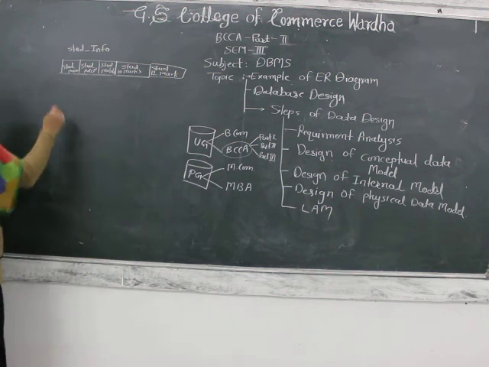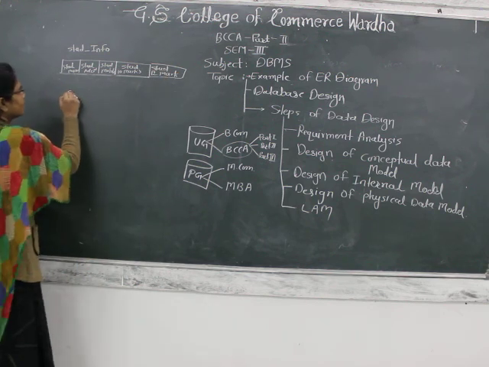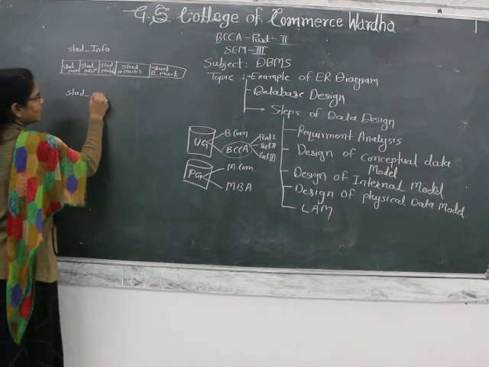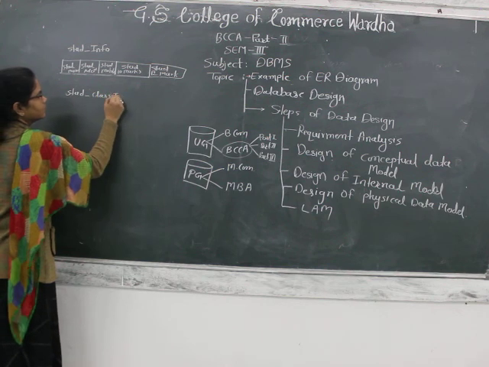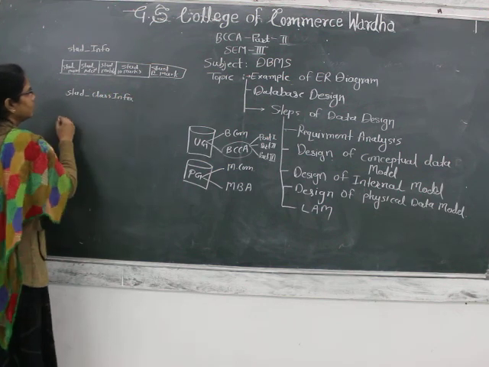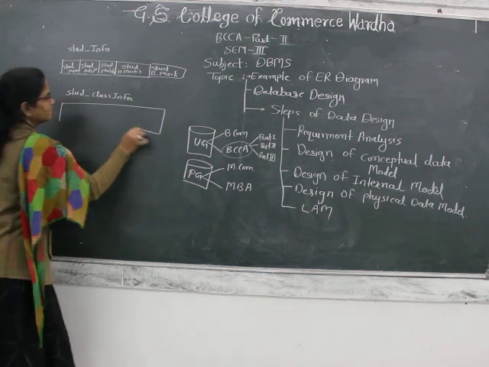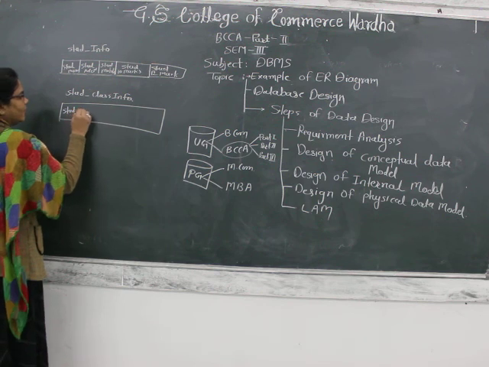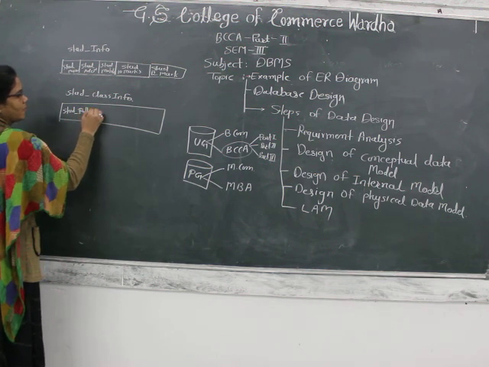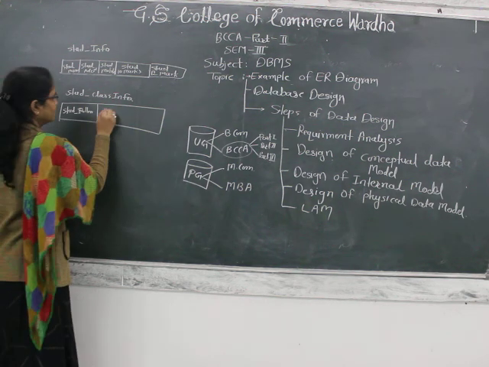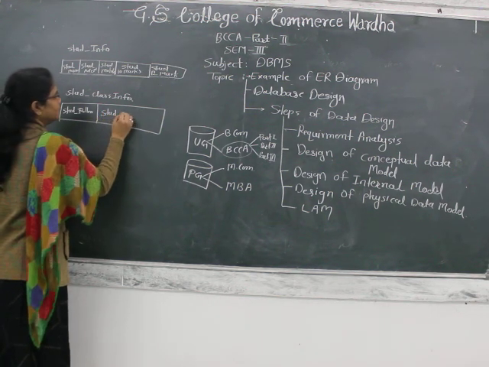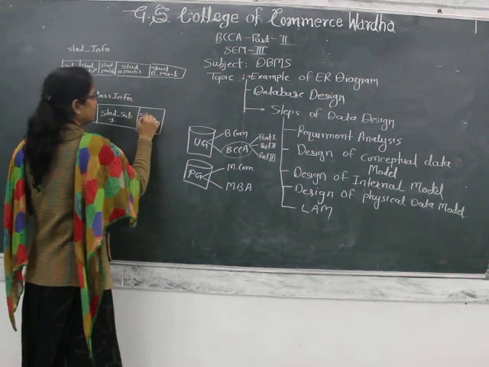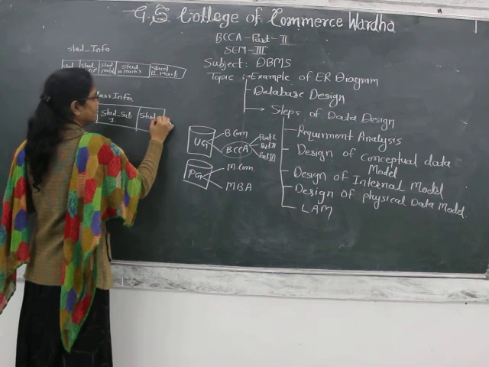Okay, and the second one is stud class info, like stud ID, or we can say the roll number, then stud subject 1, stud subject 2.